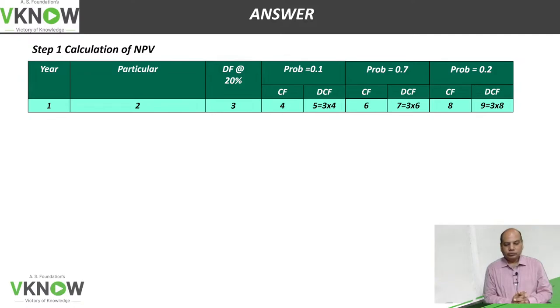calculation of NPV. Same format, we'll draw again. Year, particulars, discounting factor at 20%. Then we have three possibilities: probability equal to 0.1, cash flow, discounted cash flow. Probability equal to 0.7, cash flow, discounted cash flow. Probability equal to 0.2, cash flow, discounted cash flow. Column number 1, 2, 3, 4, 5. 5 is 3 into 4. Column number 6. 7 equal to 3 into 6. 8. Column number 9 is equal to 3 into 8.